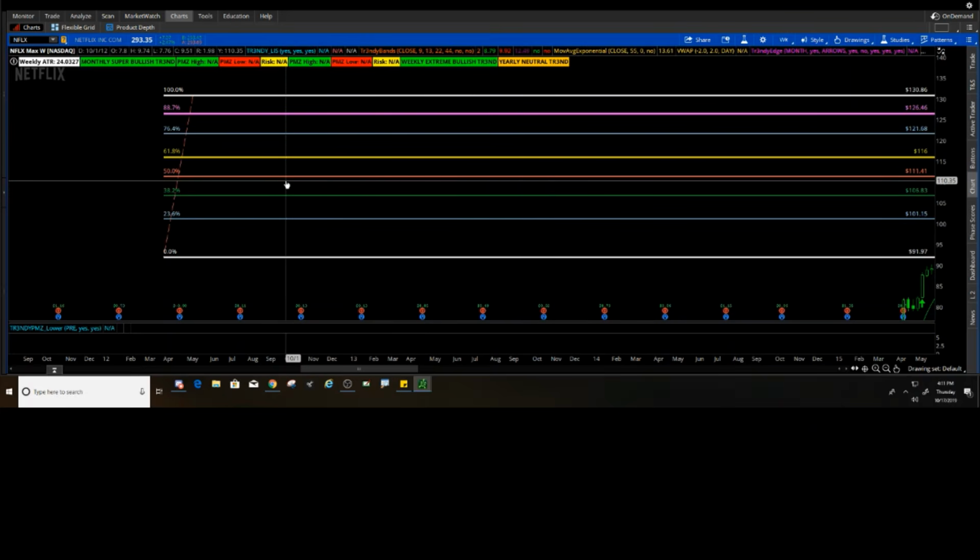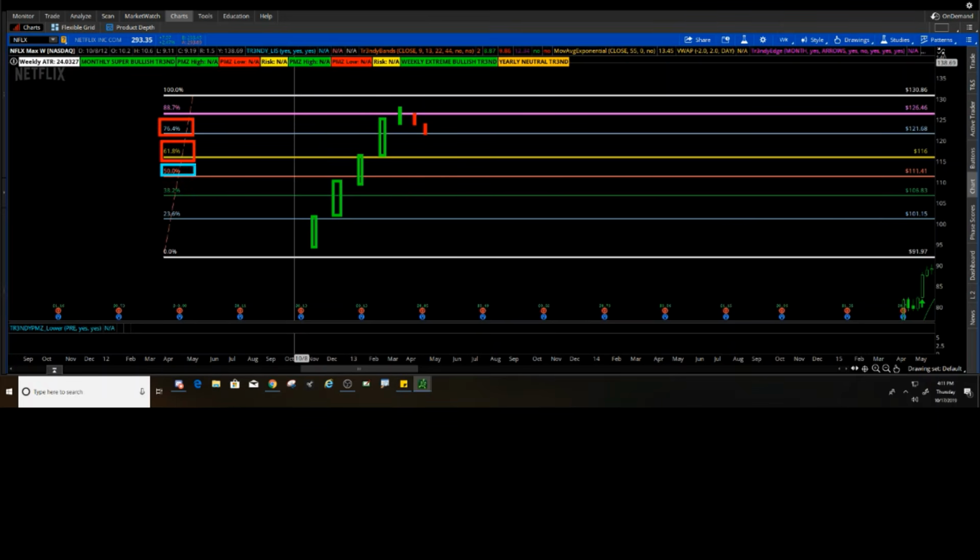Now let's talk about the numbers themselves. What's 88.7 mean? It's not even a Fibonacci. It's a measurement, folks. And what I found is that when price hits the 88.7, so when price is in extension mode, price tends to stall at the 88.7 and come back down into our lower targets, the 764, the 618, the 50, and so forth.